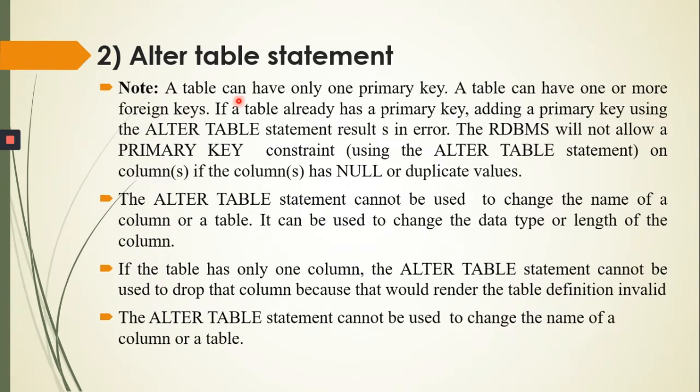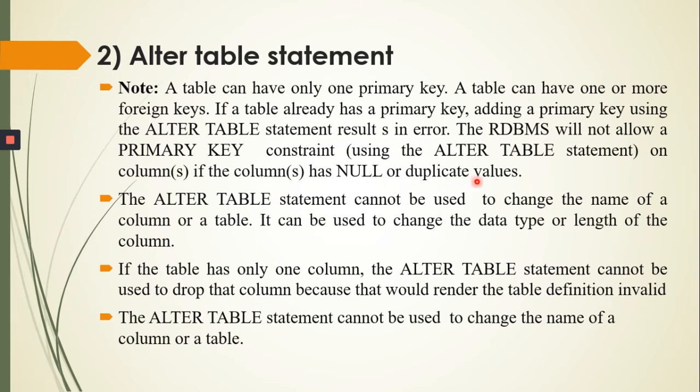Note that a table can have only one primary key. As everyone knows, a table can have one or more foreign keys. If a table already has a primary key, adding a primary key using the alter table statement results in an error. Now if using alter table we add another primary key, then the result will be an error. The RDBMS will not allow the primary key constraint using the alter table statement on a column if the column has a null or duplicate value.